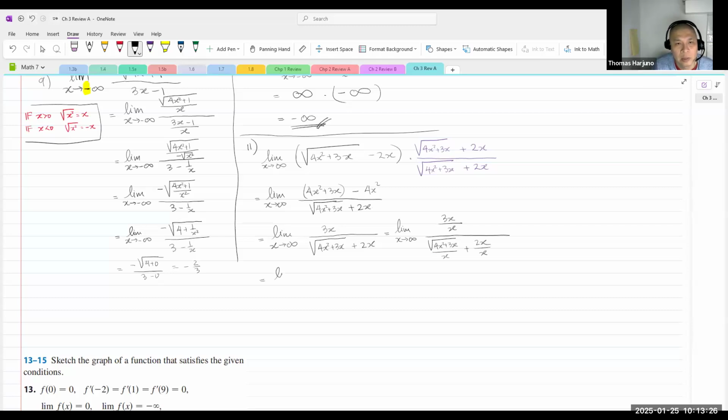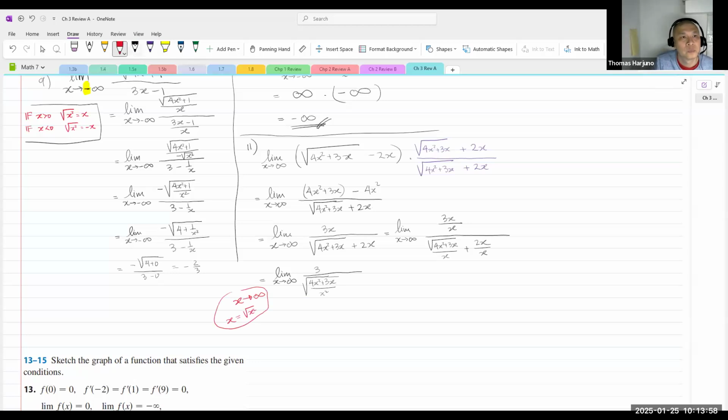This becomes the limit as x goes to infinity of 3 over the bottom. I will rewrite that as the square root of 4x squared plus 3x over x squared. Notice that x going to infinity means x is positive, right? Because x is positive, x can be replaced by the square root of x squared.